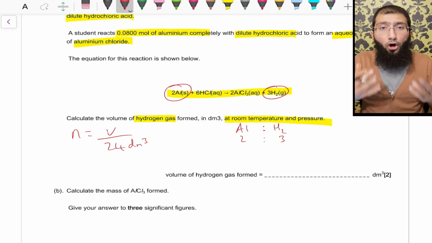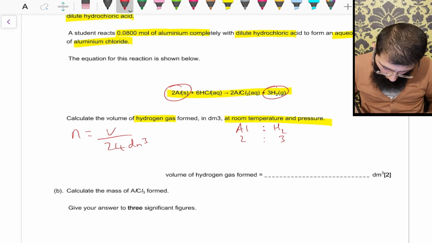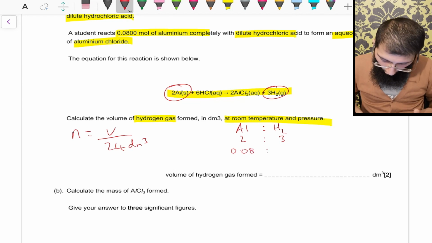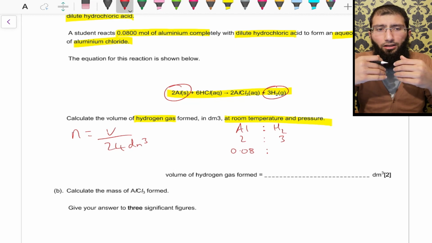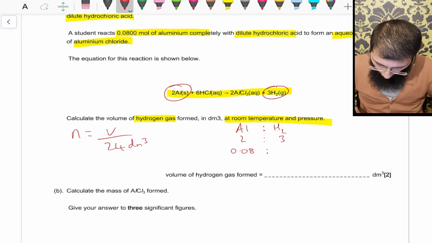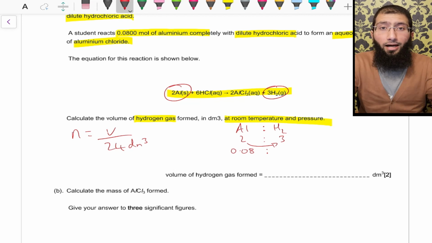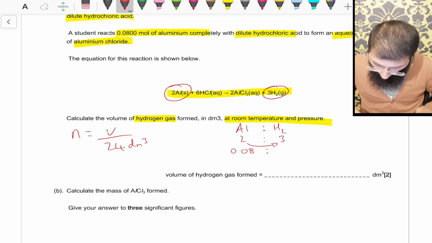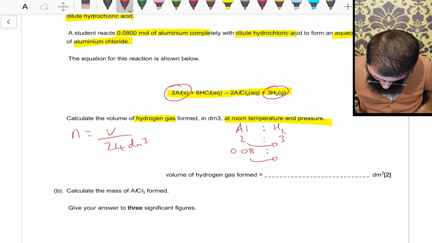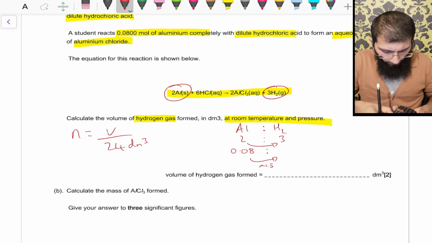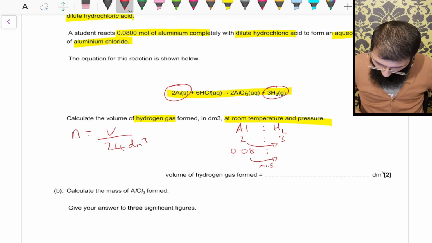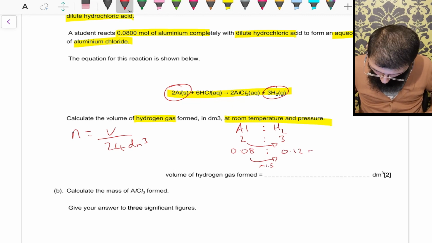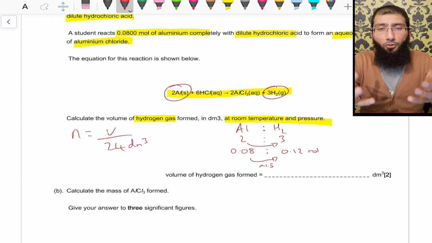Now if I've got 0.08 moles of aluminium, how many moles of hydrogen am I going to have if it's a 2 to 3 ratio? Well, let's consider, how do we go from 2 to 3? I simply multiply by 1.5. So I'm going to do the same thing with 0.08, multiply by 1.5. Should I be using a calculator for that? 0.12 mole. Okay, so I've worked out the number of moles of hydrogen.